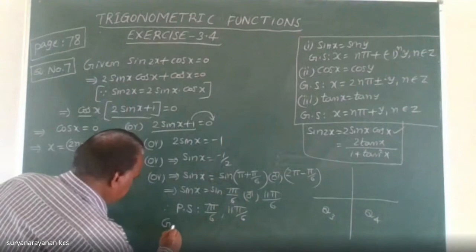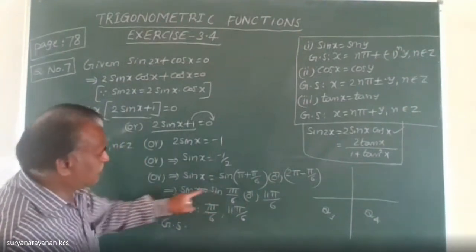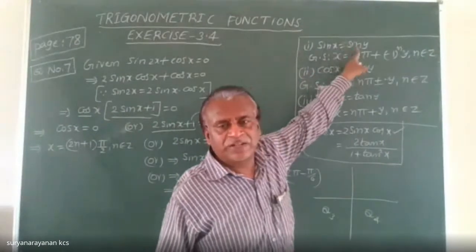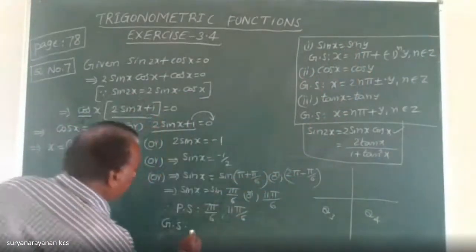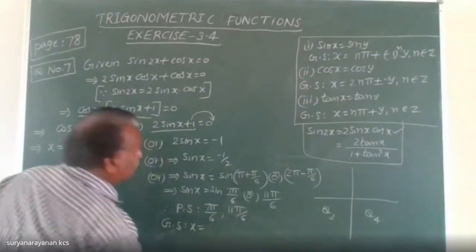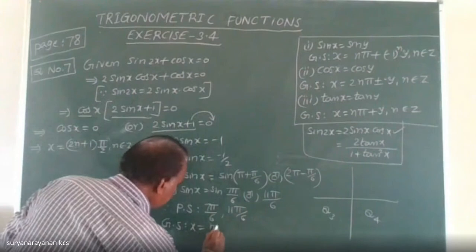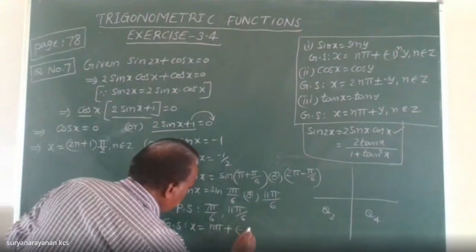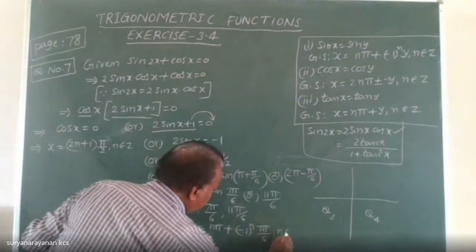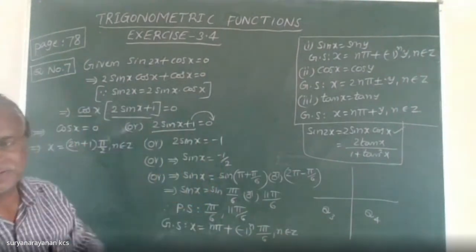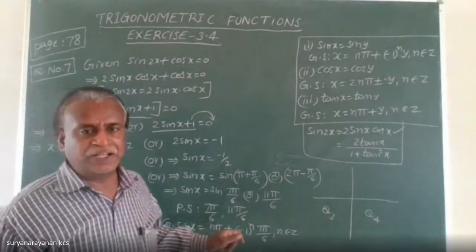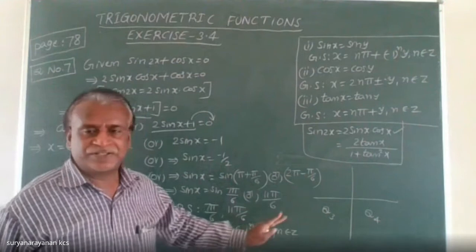General solution. It is in the form of sin x is equal to sin y. What is the general solution? x is equal to n pi plus minus 1 whole power n into 7 pi by 6, n belongs to z. We have to take this first angle, the least angle, 7 pi by 6.